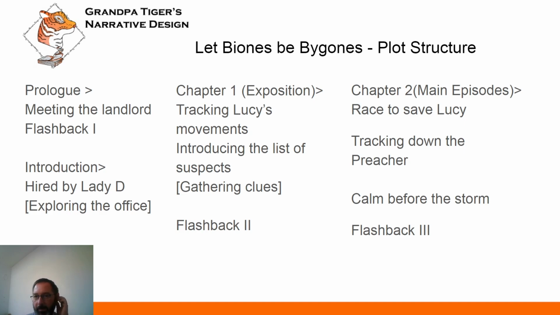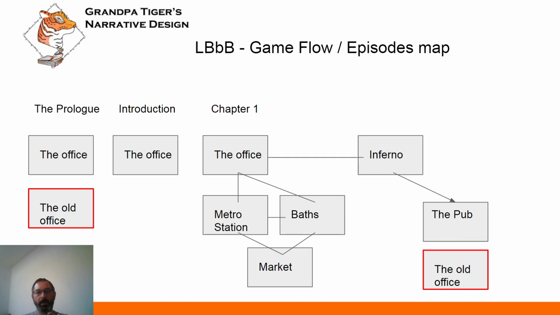So how did this influence the game design? Because the author had a dilemma of how to deliver a story, and what the game verbs should be. What should a player actually do? So we invented this sort of game flow / episodes map, which is also a sort of spatial map for the game. It's not exactly, but I'll explain in a moment. So the prologue is happening in the office, in the old office, as it's happening in the flashback.